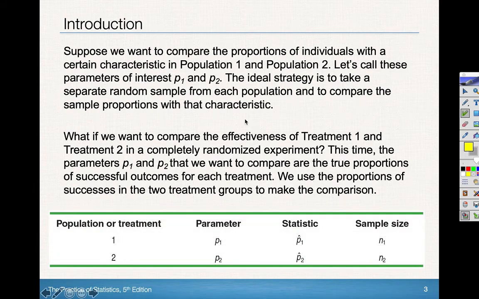What if we want to compare the effectiveness of treatment 1 and treatment 2 in a completely randomized experiment? This time, the parameters P1 and P2 that we want to compare are the true proportions of successful outcomes for each treatment. We use the proportions of successes in the two treatment groups to make the comparison. So, moral of this slide, very wordy, but the idea here is two populations now. Maybe we're looking at an SRS from each population in the top paragraph. Maybe we're looking at two treatment groups as different populations in an experiment. So we can do this with samples or experiments, but you can see here two populations. So we have parameters P1 and P2, which means we have statistics P hat 1 and P hat 2, and sample sizes N1 and N2 that definitely don't need to be the same.